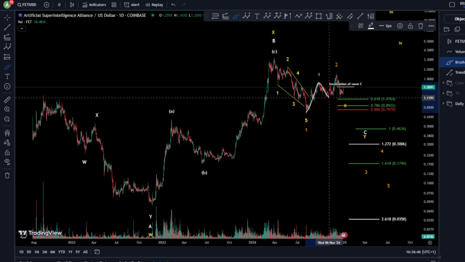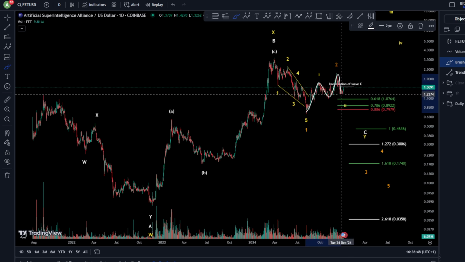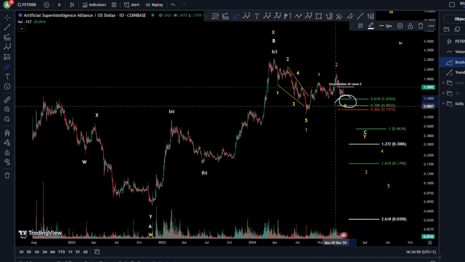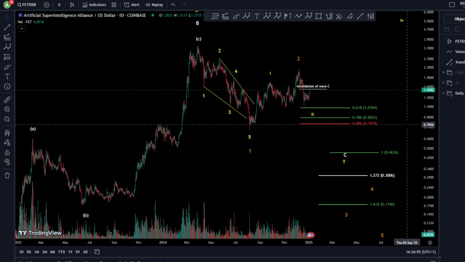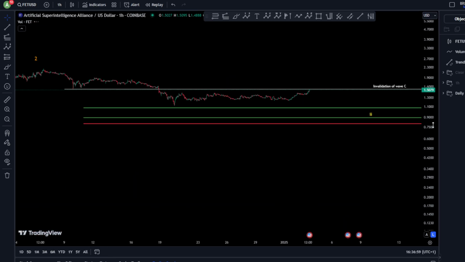This is exactly what we saw as 1, 2, and then probably here you finish your wave 2 very close to your fib levels at the green box. So let's see what's going to happen in the next 1 hour chart here.